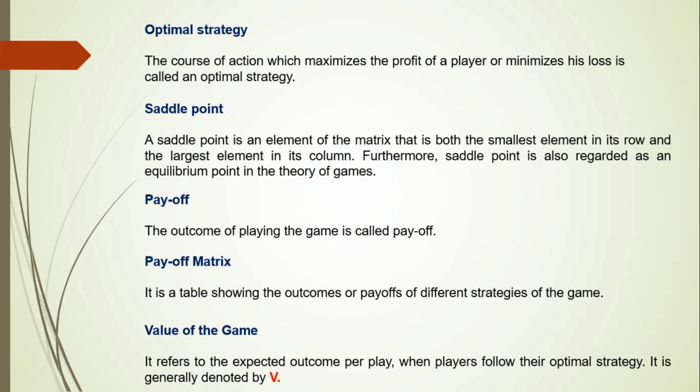Then payoff. The outcome of a player. The outcome of playing the game is called payoff. Then what is a payoff matrix? It is a matrix table which shows the different strategies. The final outcomes of the different strategies form the payoff matrix. The most important thing is the value of the game. It is denoted by the letter V. The value of the game is the expected outcome per play when the players follow their optimal strategy. That is called the value of the game.